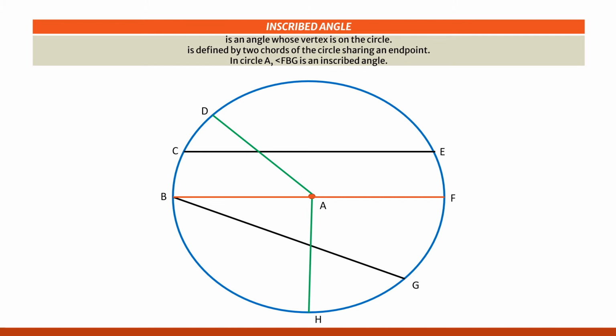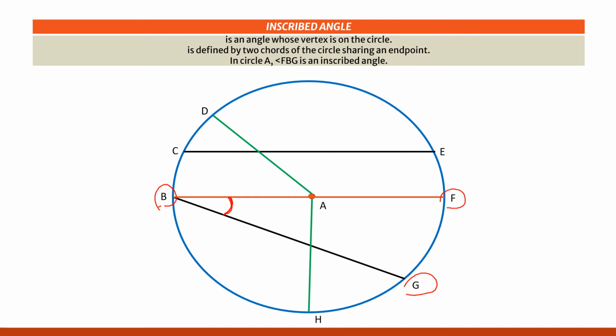Inscribed angle is an angle whose vertex is on the circle. It is defined by 2 chords of the circle sharing an endpoint. In circle A, angle FBG is an inscribed angle. So angle F, and then B, and then G. So nasan yung angle FBG? Eto. So this angle FBG or angle GBF is an example of an inscribed angle.